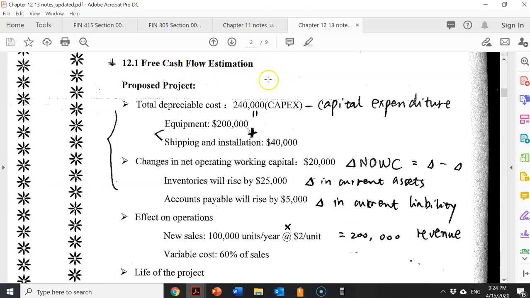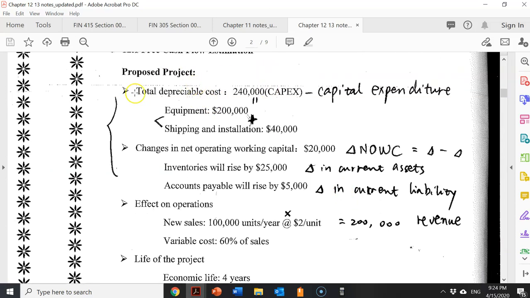Okay, free cash flow estimation. Let's use a project as our example here. The proposed project has a total depreciable cost of 240,000 in capital expenditure. This capital expenditure includes the price for the equipment, 200,000, plus shipping and installation for the equipment, 40,000. So this 200,000 plus 40,000, which is 240,000, is the initial cost or capital expenditure for purchase of the equipment, and it's the total depreciable cost as well, because the equipment is going to depreciate over the lifetime of the project.